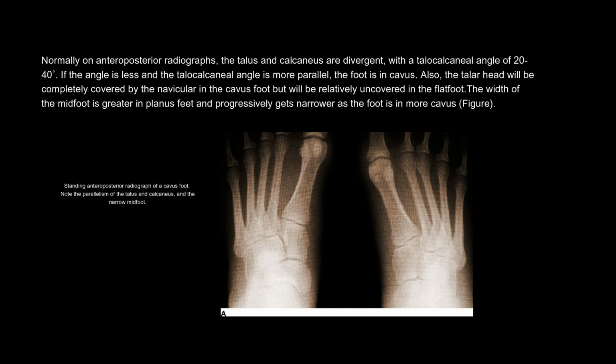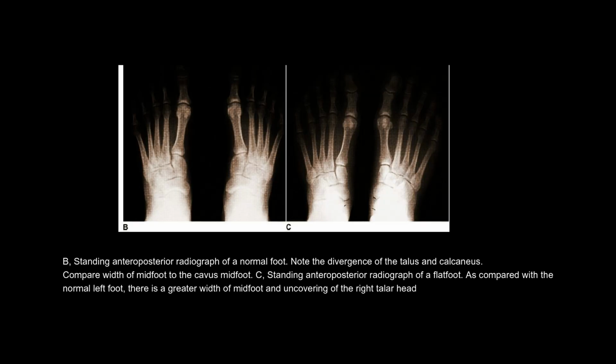A. Standing antero-posterior radiograph of a cavus foot. Note the parallelism of the talus and calcaneus, and the narrow midfoot. B. Standing antero-posterior radiograph of a normal foot. Note the divergence of the talus and calcaneus. Compare width of midfoot to the cavus midfoot.